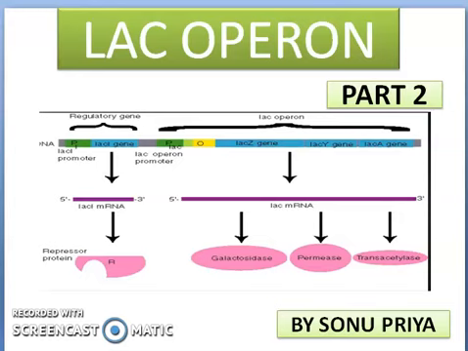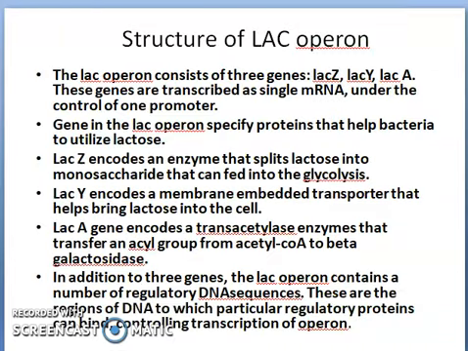Today we will be dealing with the second part of lac operon, and we will be dealing with the structure of the lac operon. See, in the first point it has been written that the lac operon consists of three types of genes which we have discussed in our previous class, that are lacZ, lacY and lacA. These genes are transcribed as a single mRNA under the control of one promoter. That means for these three types of genes, one promoter is controlling the process of mRNA.